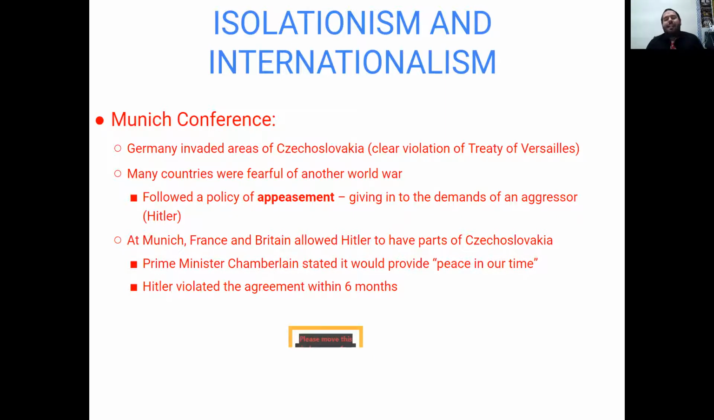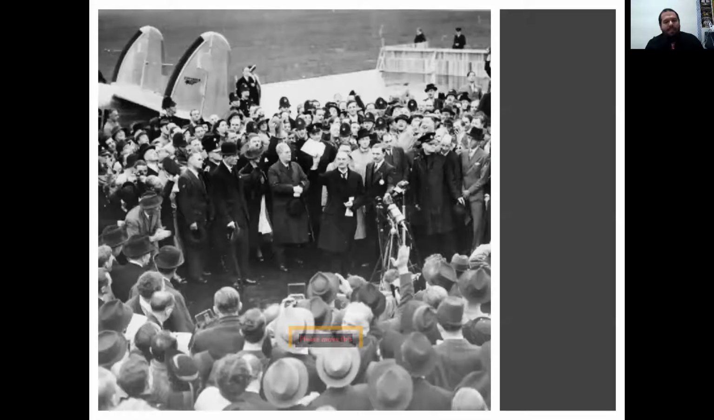Prime Minister Neville Chamberlain, after the end of the agreement where Hitler was agreeing that he would never take any more parts, he wouldn't annex any more lands into his German realm, shows up and he's like, I got this agreement right here, peace in our time. This will provide peace in our time. Boy, was he wrong. Hitler will violate the agreement within 6 months. So here's that picture. Neville Chamberlain saying, peace in our time, boys, peace in our time.